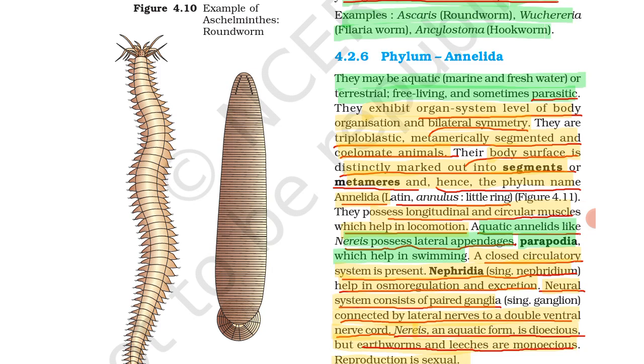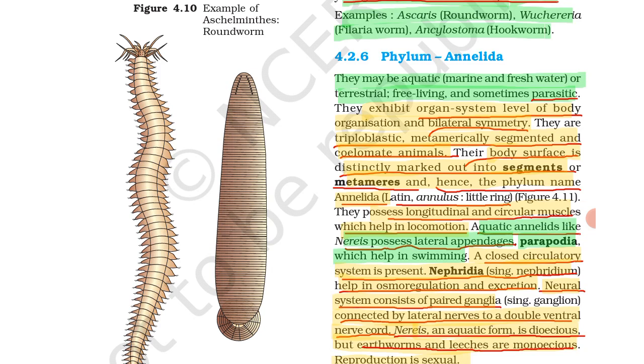Parasitic means they live in the intestine of human beings and cause harm to them for their food. They exhibit organ system level of body organization and bilateral symmetry. So they have organ system level of body organization and the body is bilaterally symmetrical.